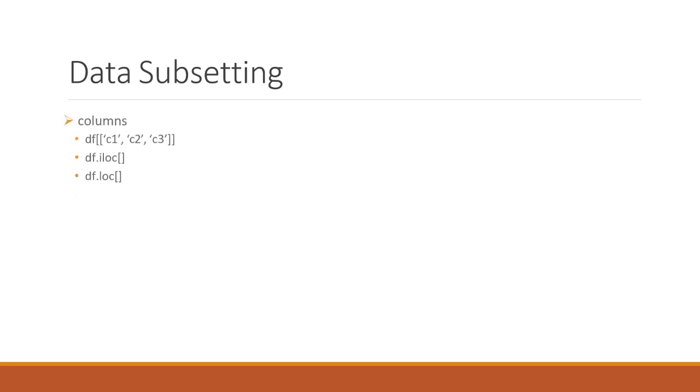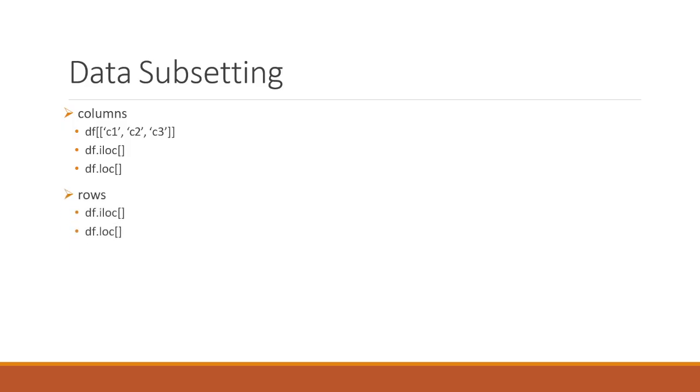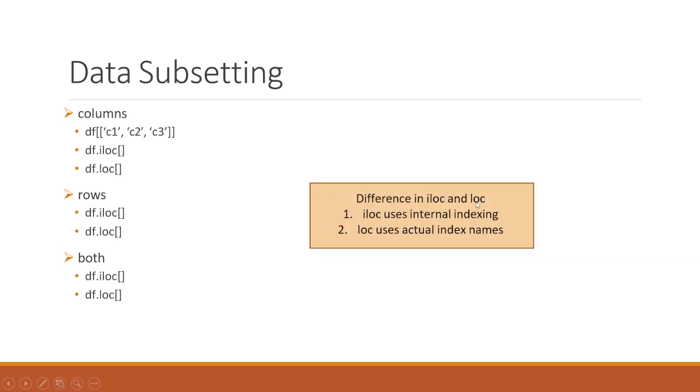Like if you want to remove some part from your CSV file, from your data frame, then you can use data subsetting. Generally, we have two types of data subsetting. First, we have ILOC, which is index location, where you have to give some indexing. And then we have LOC, which is only location. Suppose you want to give an exact location, then you have to use this LOC. Okay. So the difference between ILOC and LOC: ILOC uses internal indexing. LOC uses the actual index name. So here we can give the column name, which column you want to actually display.